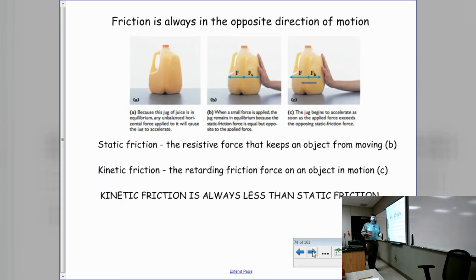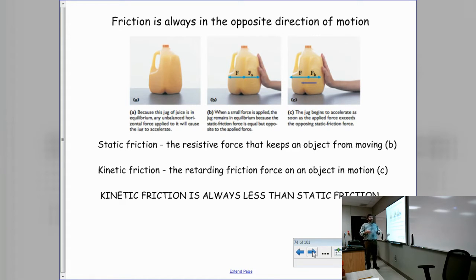Now, friction force always works in the opposite direction of motion. That's never going to be a question. Friction never helps out an object. But there are different types of friction. Fluid friction, air resistance, rolling friction, those are all different types of friction, but every type of friction has what are called static and kinetic friction.